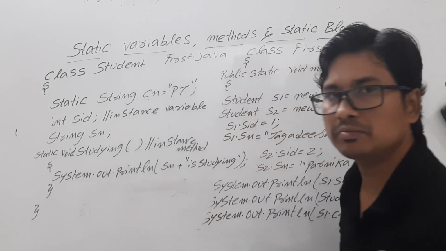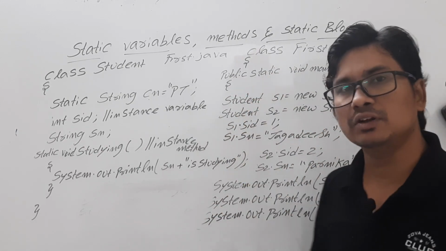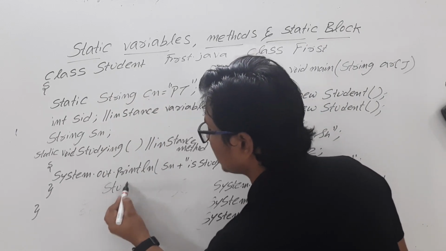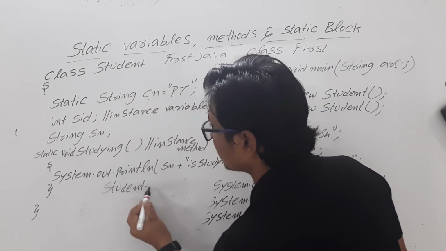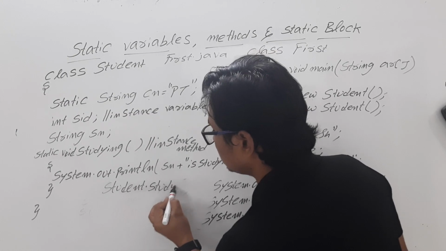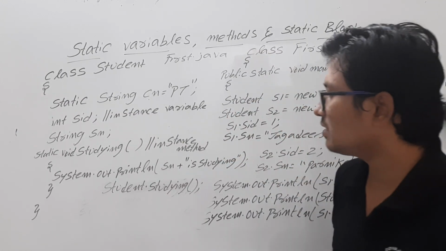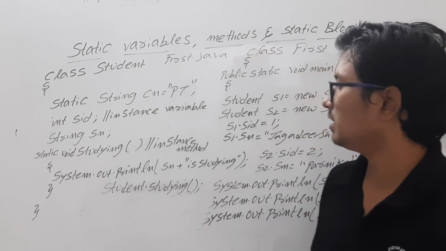Because it is a static method, you can call it without creating an object also. How can you do that? With the help of a class name. I will write Student.studying(), then you will get the output.